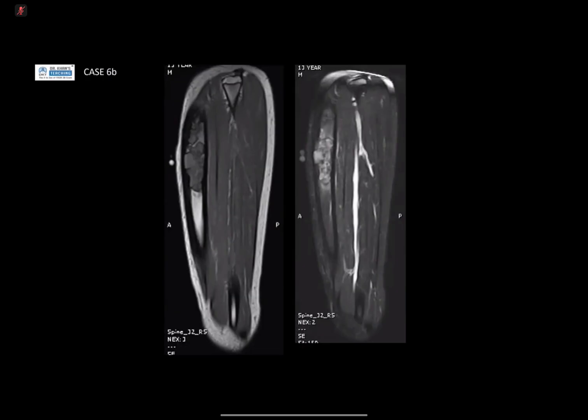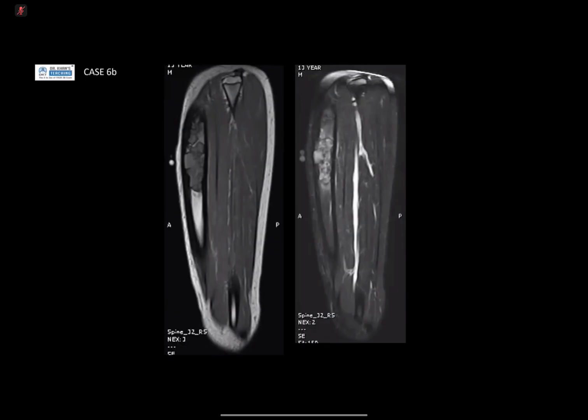So osteoblastoma would be my differential now. Sorry, what was that? Osteoblastoma, but it's not a typical location for it. Is it a diaphyseal and cortical osteoblastoma?